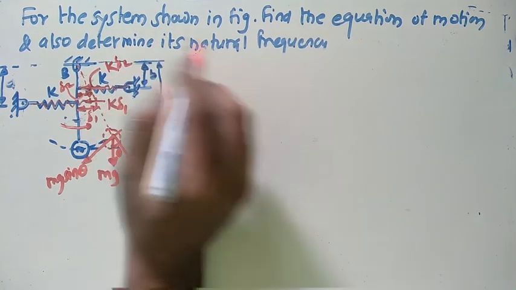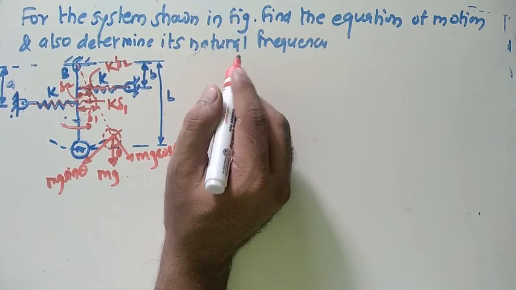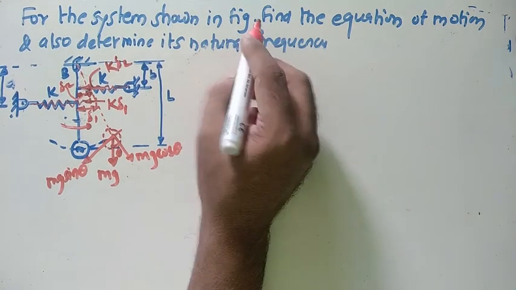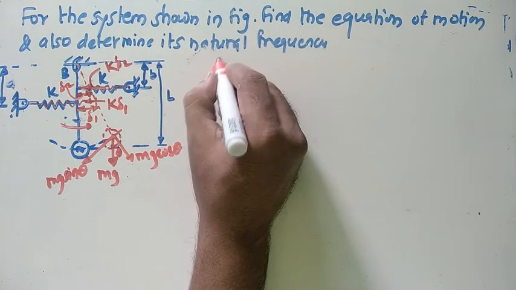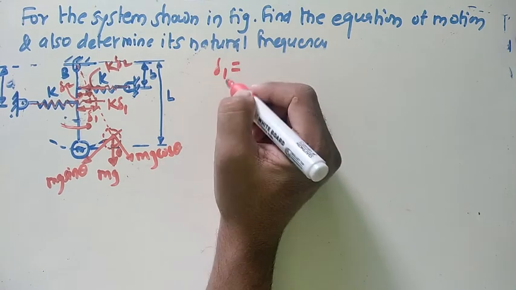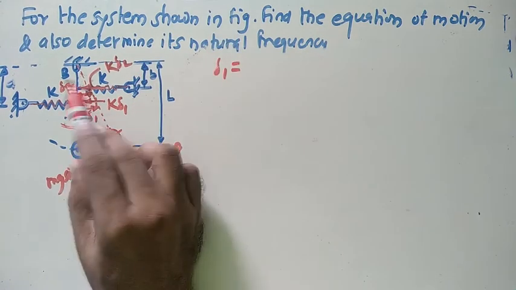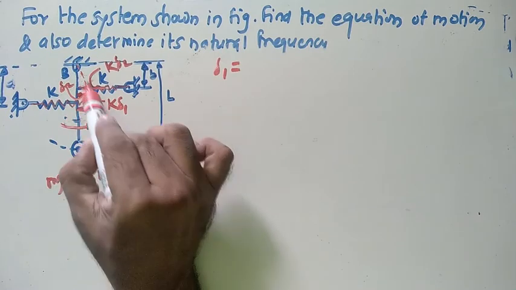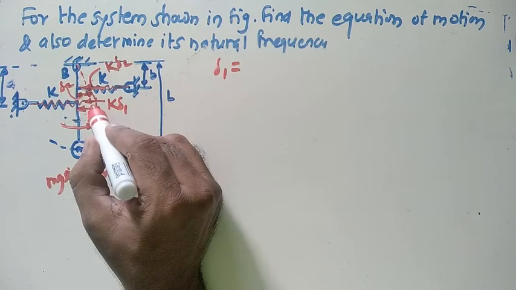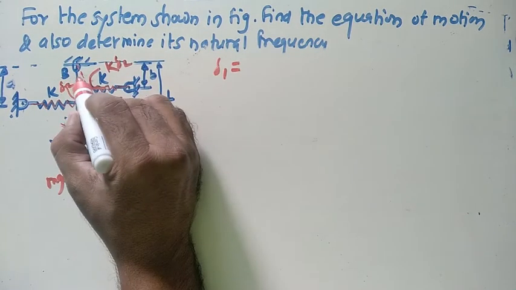Now from geometry, for the smaller angle you can just say delta 1. So what's about this delta 1? If you consider this small triangle, I can get the relation between this linear displacement.